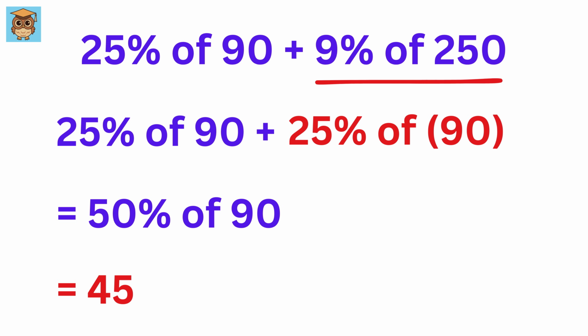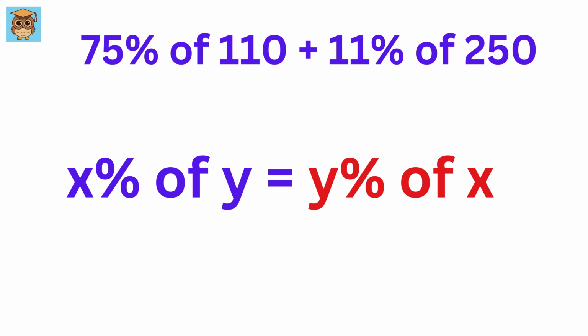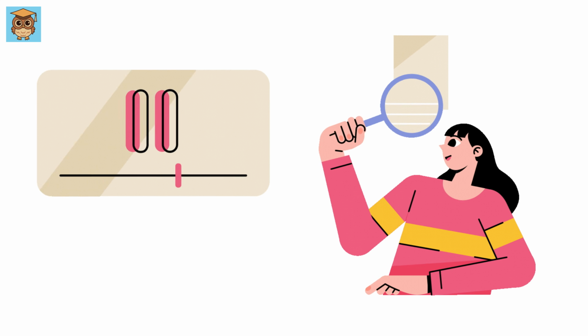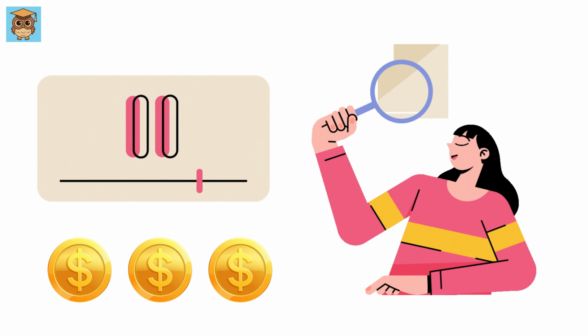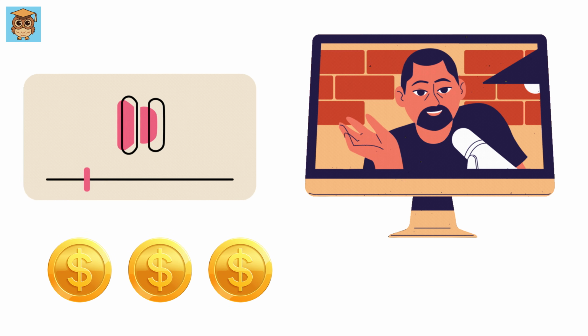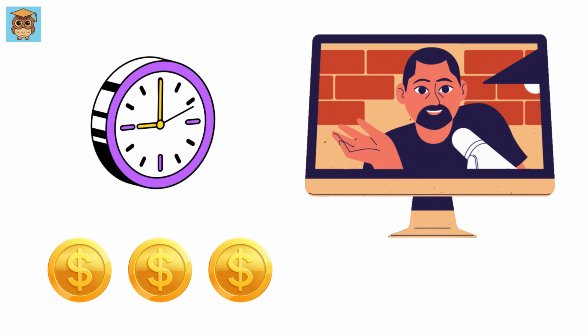Okay, before we go, can you tell me what will be the value of 75% of 110 plus 11% of 250 using the trick we just learned? Also, just to check if you were attentive throughout this video, I have hidden 3 gold coins somewhere in between the video. Watch the video again and comment the timestamps if you are able to find it.